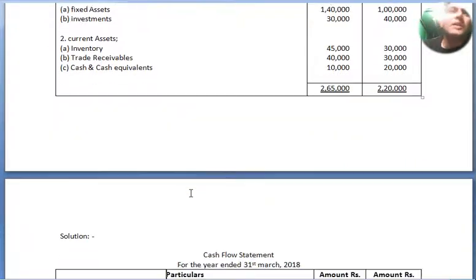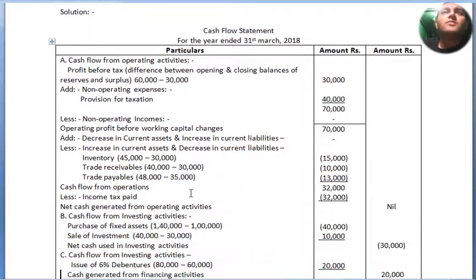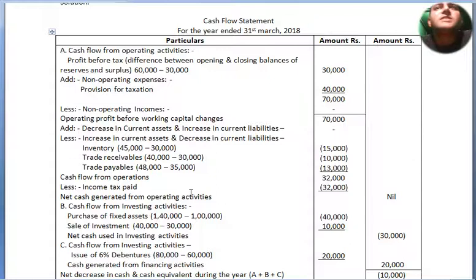Now we have to prepare a cash flow statement with the help of the above information. Now this is our cash flow statement. The solution, we have to make a format like this: particulars amount. One amount is for inner column and another one is outer column, final amount. No debit, no credit. Alright, first we will do cash flow from operating activities.